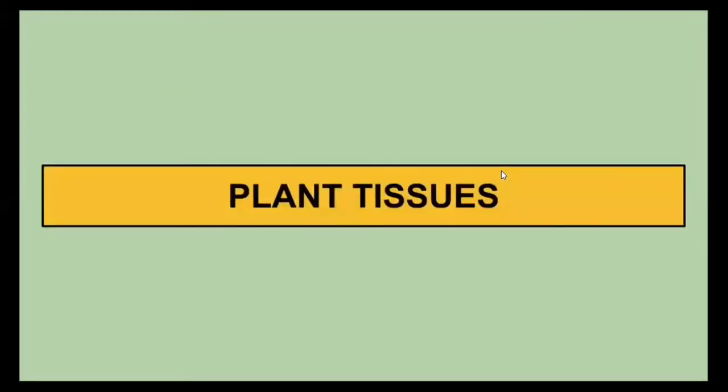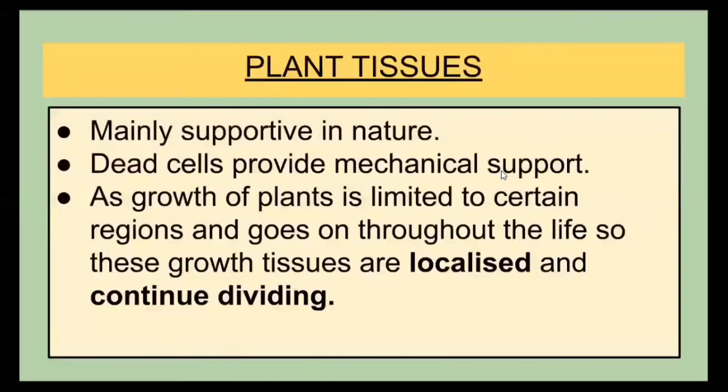Plant tissues. The plant tissues are mainly supportive in nature. In this, there are dead cells also, which provide mechanical support. For example, the husk of the coconut is made up of dead cells. Now, one more very important thing about plant tissues is that the growth of plants is limited to certain regions. In those areas, a special type of tissue is found. They are called meristematic tissues. We are going to study meristematic tissues today.